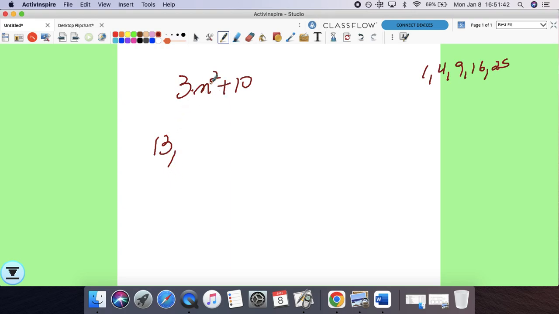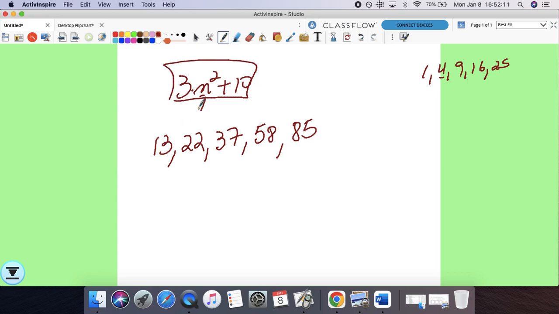Next we plug in 2, and we get 2 squared, which is 4. 3 times 4 is 12, plus 10 is 22. 3 squared is 9, times 3 is 27, plus 10 is 37. 4 squared is 16, 16 times 3 is 48, plus 10, we get 58. And finally, 5 squared is 25, times 3 is 75, plus 10 is 85. So there, the first 5 terms in that particular sequence.